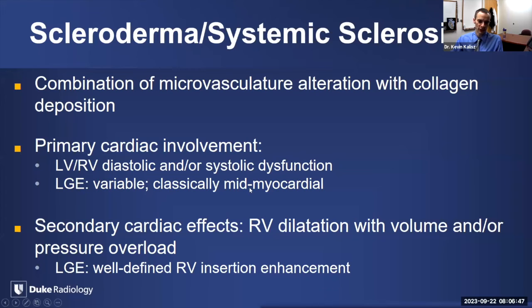LGE can be pretty variable, but the most classically, most commonly described involvement was what I showed, and it was mid-myocardial. But again, depending on your patient population, and including our patient population, we usually see more secondary cardiac effects of just severe pulmonary involvement. Again, that is right ventricular dilation with evidence of volume and/or pressure overload. And you may not see LGE from scleroderma itself, but you might see LGE from chronic RV overload, which is typically that well-defined insertional point.